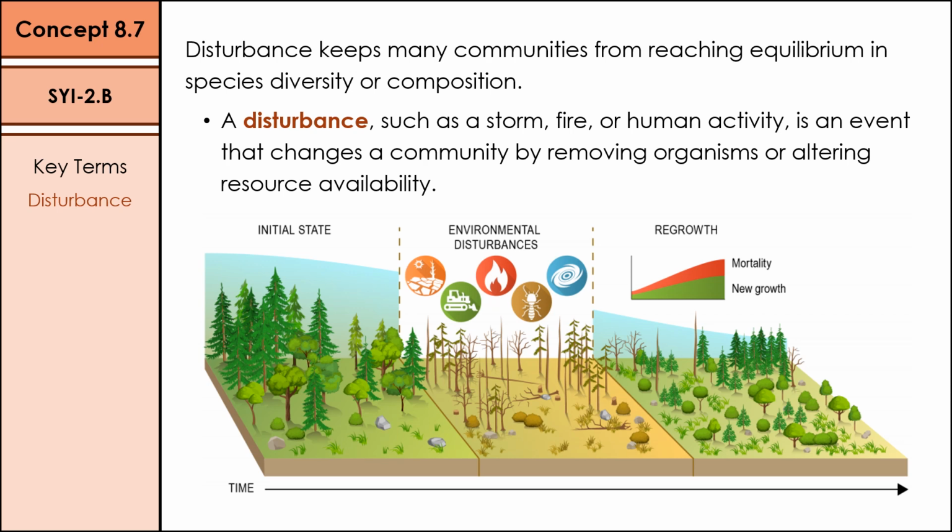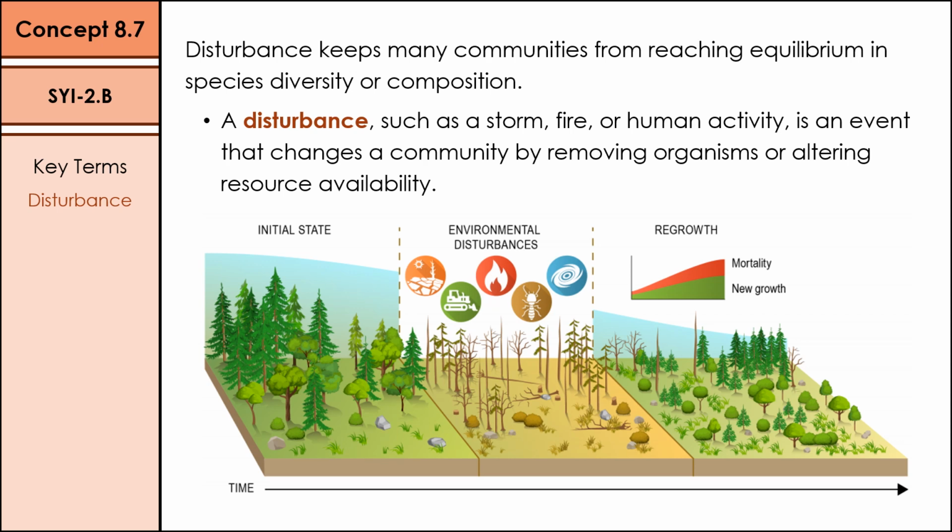The last major piece that we are going to hit in this presentation is that of disturbances. Disturbances are something that changes the makeup of our ecosystems. These can be things like storms, fire, human activity. So we are not immune to this. We often create many disturbances throughout our time.